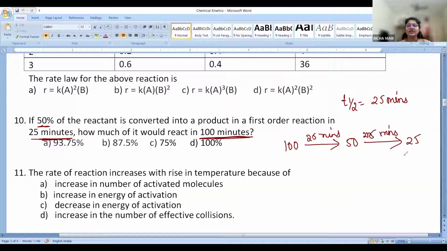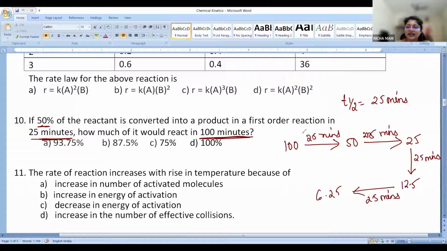Because 50% again is 25. What is the half of 25? It is 12.5. So to complete again half of the reaction, it has taken again 25 minutes. Then to complete half of 12.5, that is 6.25, again it has taken 25 minutes.